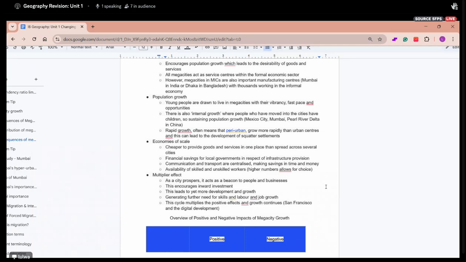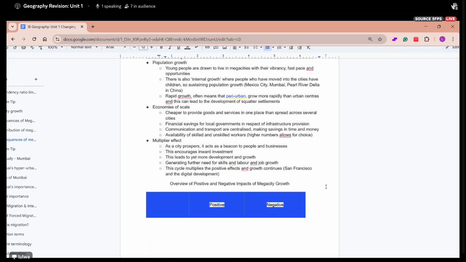So, as I said earlier, these megacities become hubs. They will be the center of cheaper goods, better services, and so everything will be centralized in the megacity due to the large population and the large flows. And there's a multiplier effect. That means that as the city prospers, it acts as a beacon. So it attracts people, businesses, investment, development, and growth. So it turns into its own system, and this cycle multiplies the positive effects and the continuous growth.